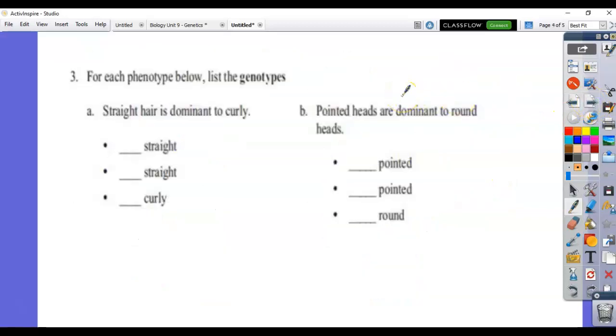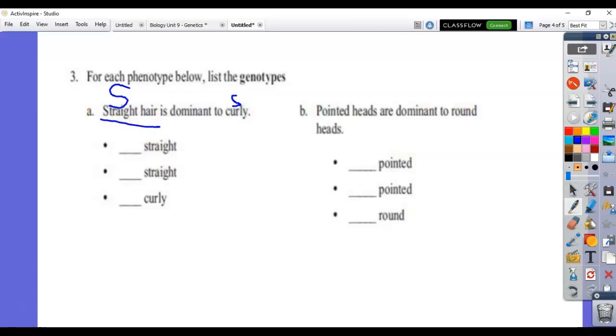All right, so now we're going to go reverse. For each of these physical appearances, for each of these traits, list the genes. So it says straight hair is dominant to curly. So we know that straight hair, if it's dominant, it's going to be a capital letter. Curly is going to be lowercase. Now, just so you guys know, you can use whichever letter you would like. You can use A, B, C, D. People just usually like to use whatever letter is representing the dominant trait. So since straight hair starts with an S, usually we use an S.